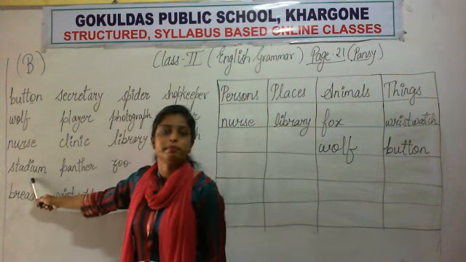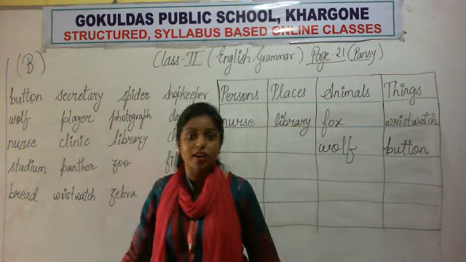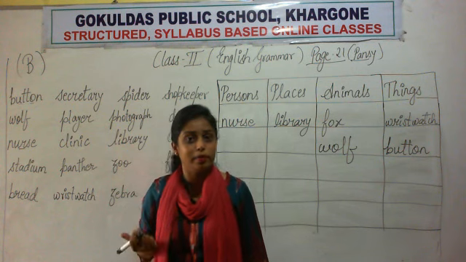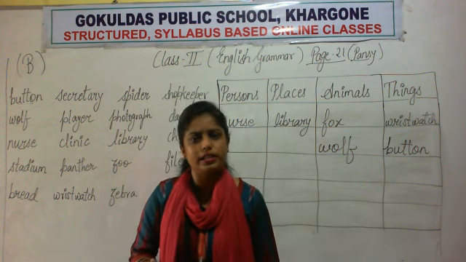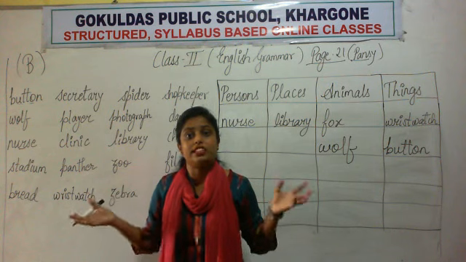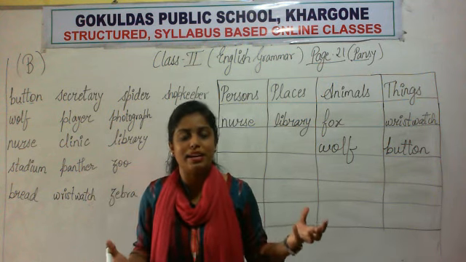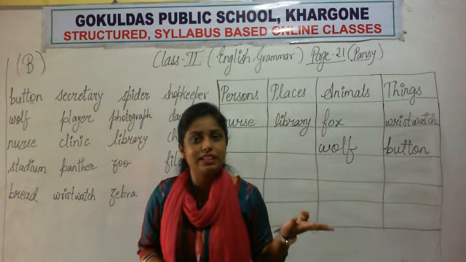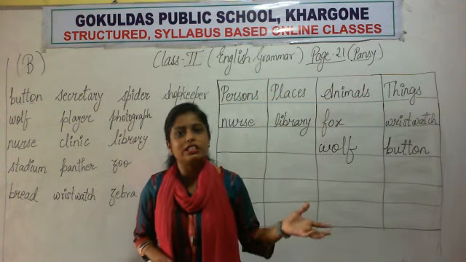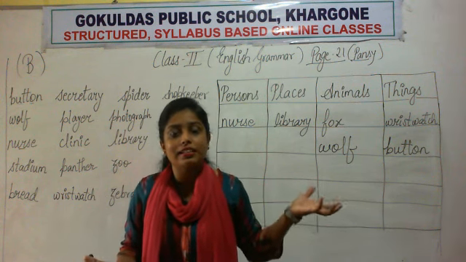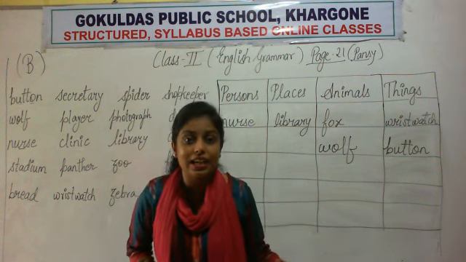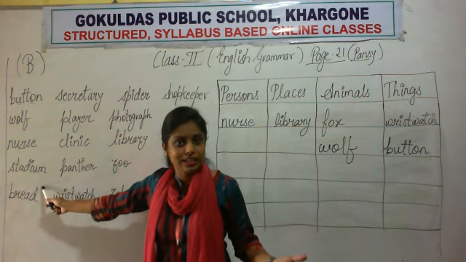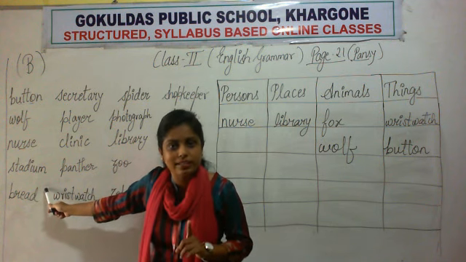Then stadium. What is a stadium? In our Khargon also there is a stadium. हमारे खरगोन में भी एक stadium है. What do we do in a stadium? There are so many matches held in a stadium. जो लोग matches खेलते हैं like cricket match, football match, basketball match, badminton match, tennis match. All those matches people play where? लोग कहाँ खेलते हैं वो सारे matches in the stadium. So stadium is the name of a place.